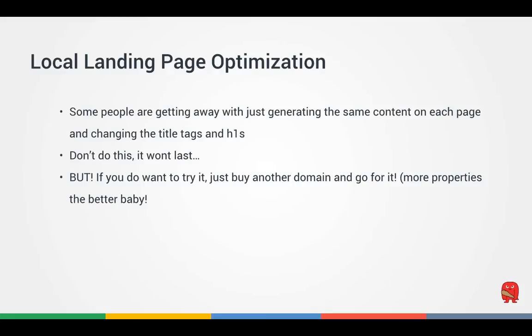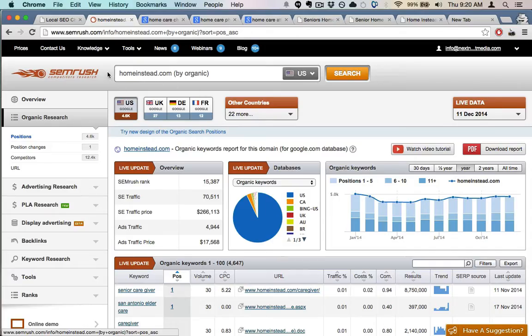A lot of times this is just on bigger sites or sites with a lot of authority, but it seems like local SEO results are a lot more lenient in terms of duplicate content. Let me show you an example of that. One example is this website called homeinstead.com. They provide home care services basically all over the country, and you can see right here that they're ranking for 4.6K different positions, and they are just absolutely crushing it.